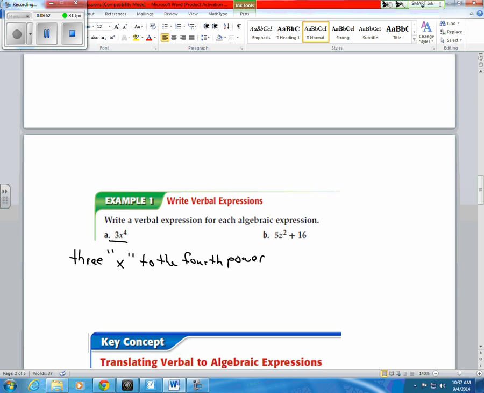Now again, if I wanted to, I can get really in-depth detail with this. I could say the product of 3 and an unknown number to the fourth power.